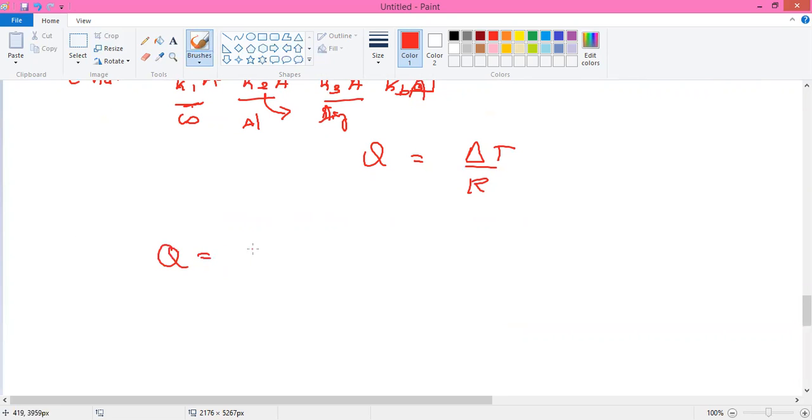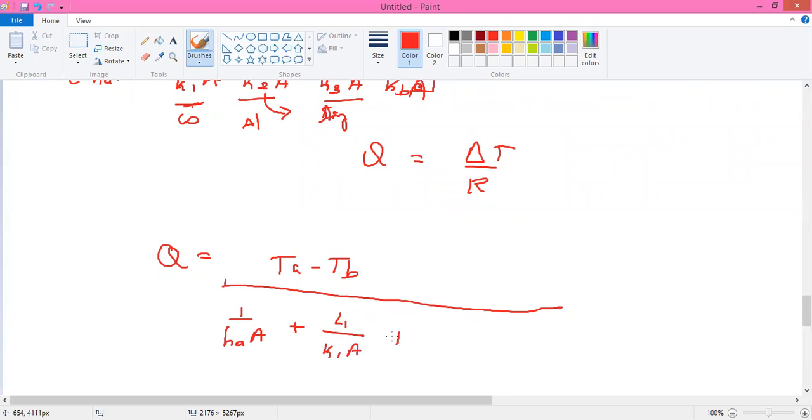Q is equal to TA minus TB divided by 1 by hA A plus L1 by K1A plus L2 by K2A plus L3 by K3A plus 1 by hB A, where A is the area. That is the convective heat transfer, where h is the convective heat transfer coefficient whose value is given.